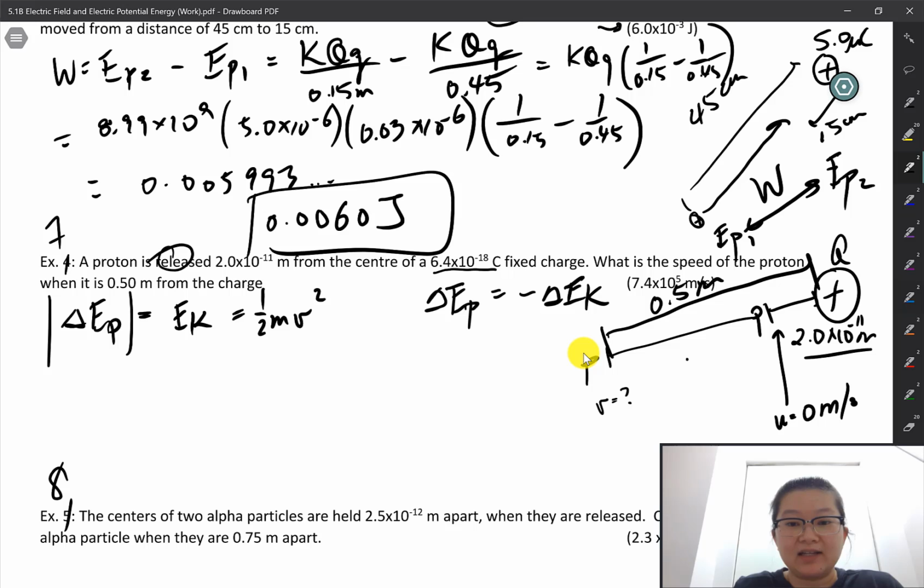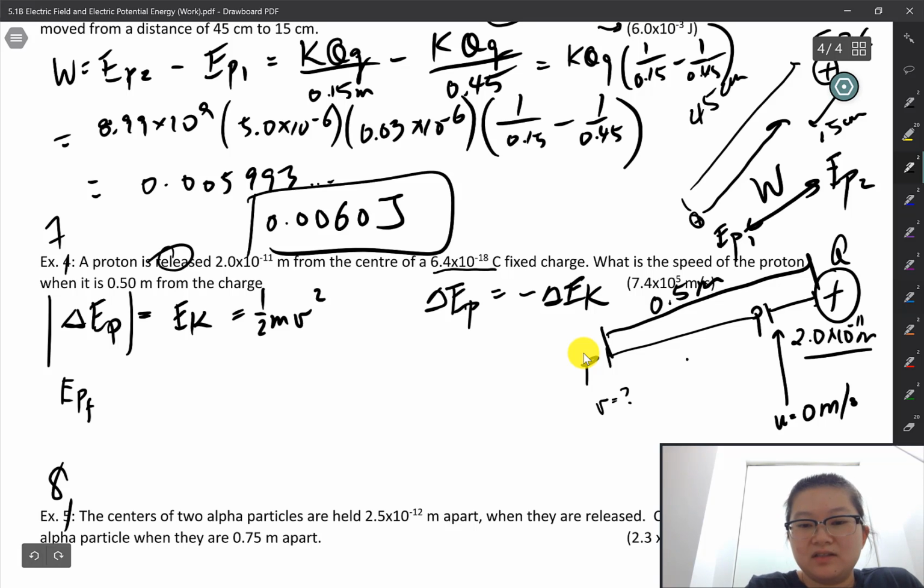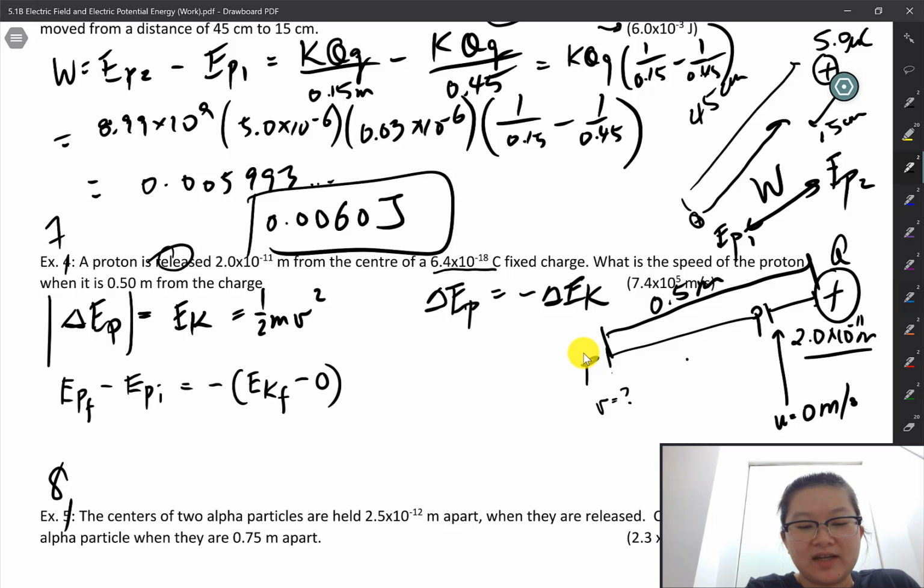So, in fact, if we have to write this out properly, this would be the final potential energy of our system, of our proton, which is going to be further away. The number is actually going to be smaller, minus the potential energy that is closer, the initial state, is going to be equal to the negative change in kinetic energy. So its final kinetic energy is actually going to be quite high, and subtracting 0, the initial kinetic energy there. So in fact, we're going to get a negative kinetic energy final here.